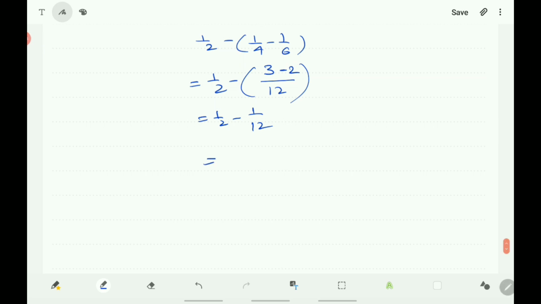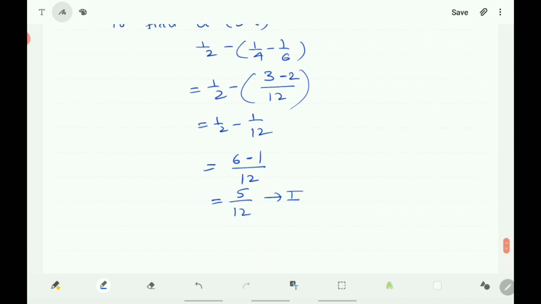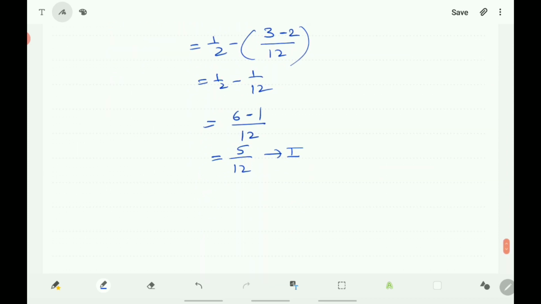Again the LCM of 2 and 12 is 12. And 2 6s are 12, 1 6s are 6. 6 minus 12 ones are 1 ones are 1. So you will get 6 minus 1 is 5 by 12. So let us consider this is first. Now you have to find A minus B minus C. To find A minus B minus C.